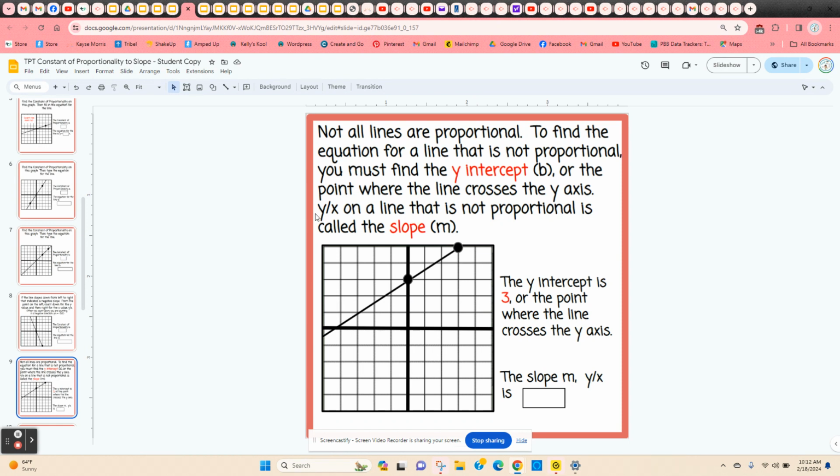And then the y over x we call the slope. So slope would be, again, y over x, this one 2/3, 2 over 3. All they're asking on this slide is the slope, which is 2/3.